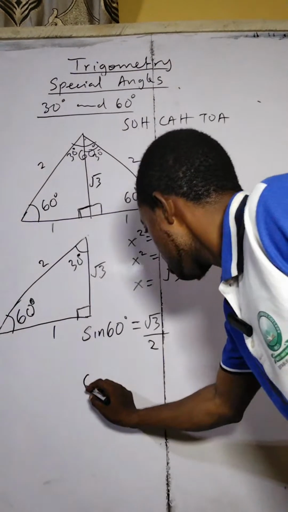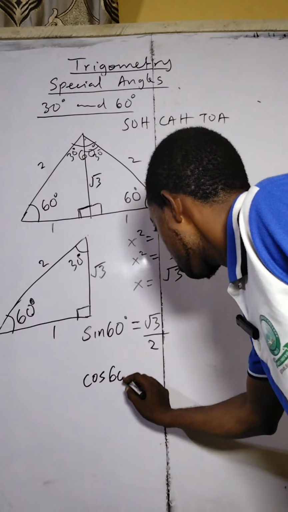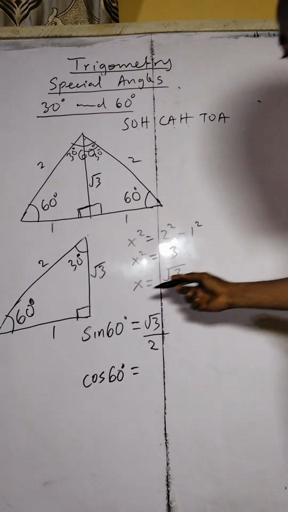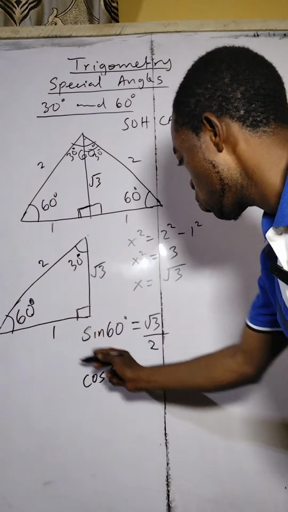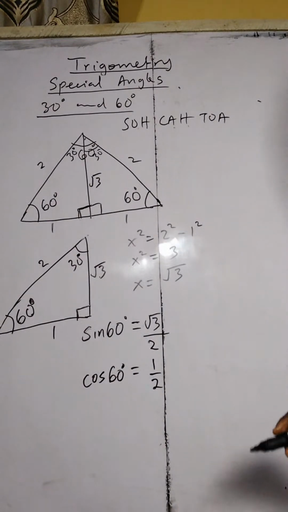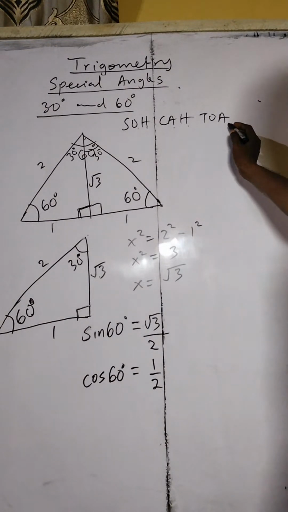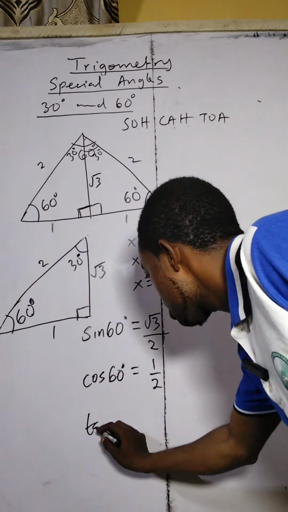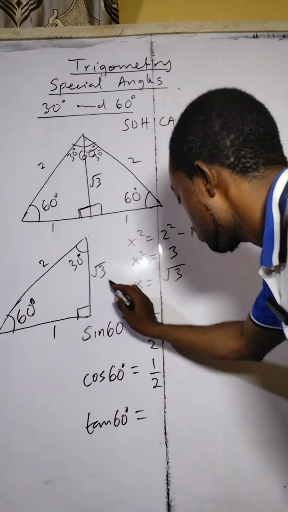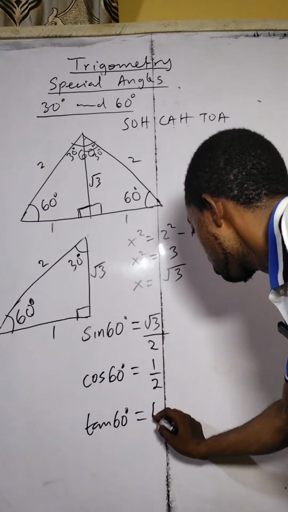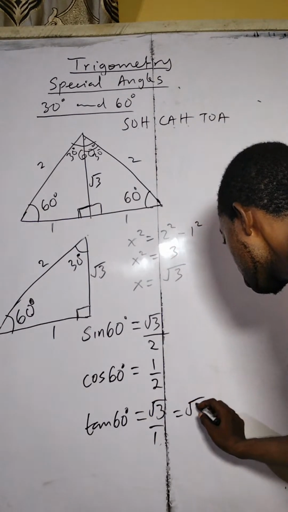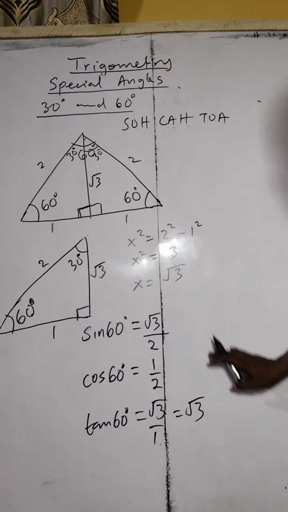And also cos 60 degrees. We have cos as adjacent over hypotenuse, and the adjacent of 60 is 1. So that's 1 over 2. So cos 60 is half. And also we have tan as opposite over adjacent. So tan 60 degrees is opposite over adjacent. That's root 3 over 1, which is the same thing as root 3. So that's for 60 degrees.